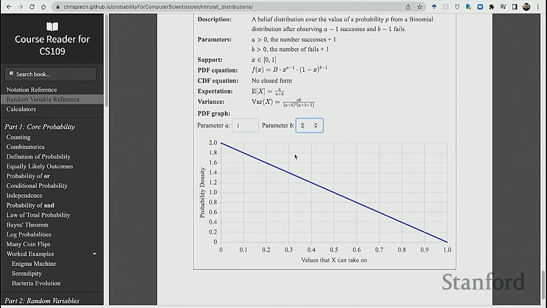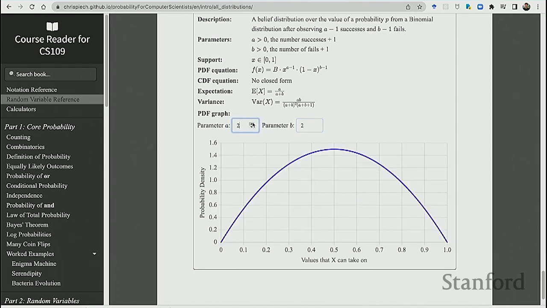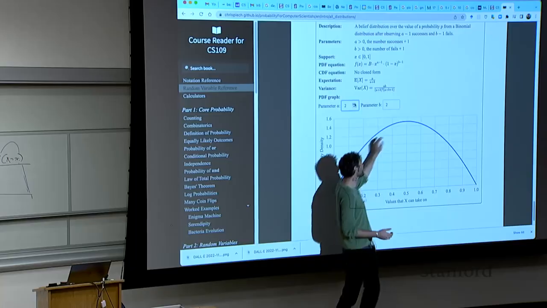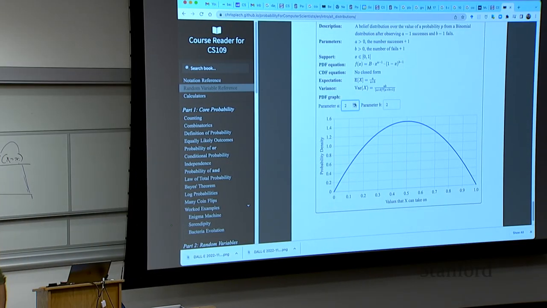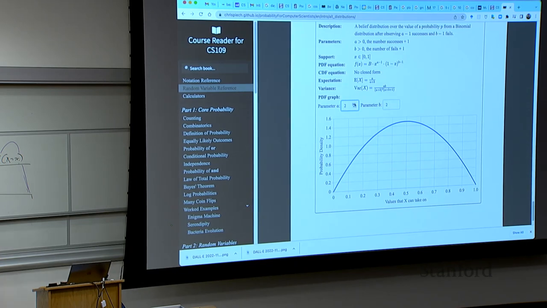Ooh, I saw a head. So now I've seen one head and one tail. And this is my new belief. It can't be 0 probability. It can't be 1. It's much more likely to be 50-50 than anything else, but I have a belief. Now, I'm going to flip it one more time, but then I'm going to think about how we could update this.